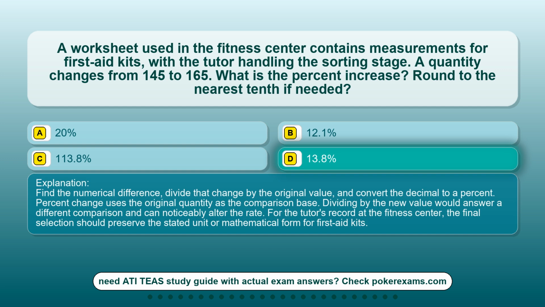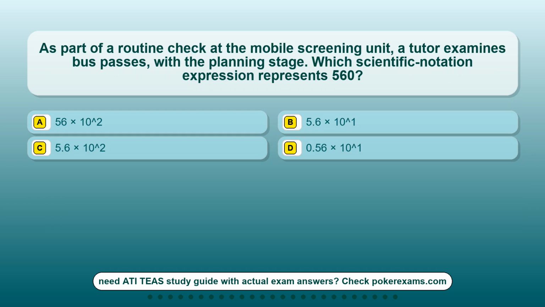Find the numerical difference, divide that change by the original value, and convert the decimal to a percent. Percent change uses the original quantity as the comparison base. Dividing by the new value would answer a different comparison and can noticeably alter the rate. For the tutor's record at the fitness center, the final selection should preserve the stated unit or mathematical form for first-aid kits.